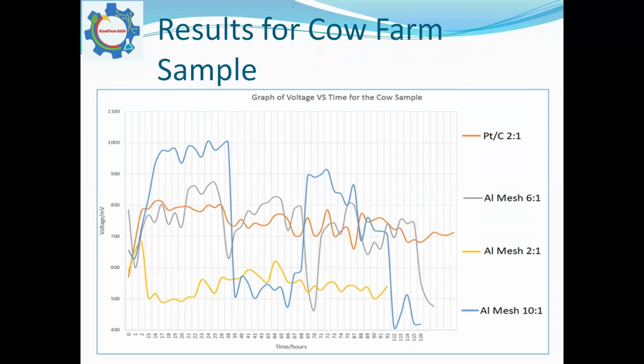At this point, we decided to toss in an oddball by running an aluminum mesh ratio of 10:1, just to observe its behavior. We see the potential difference rise sharply for the first 15 hours to almost 1000 millivolts and stayed there for the next 20 hours before dropping off drastically and repeating the pattern.